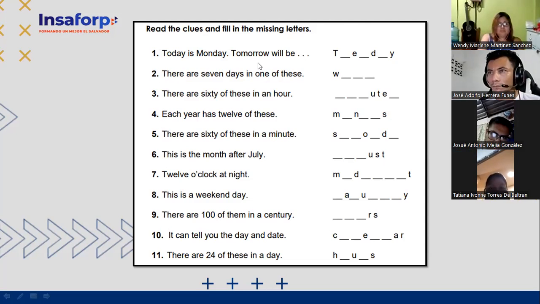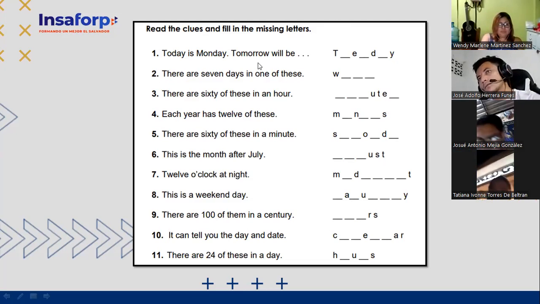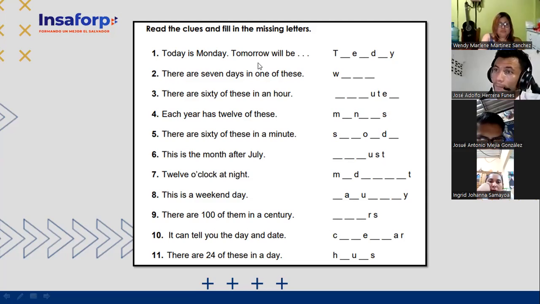Necesitamos más. Wendy, you will be number one. Adolfo, you will be number two. Josué, you are number three. Tatiana, number four. Ingrid, you are number five. Elena, you are number six. Idalia, you will be number seven. Amilcar, you are number eight. Moises, you are number nine. Y Tatiana, le vamos a dar la número 10.